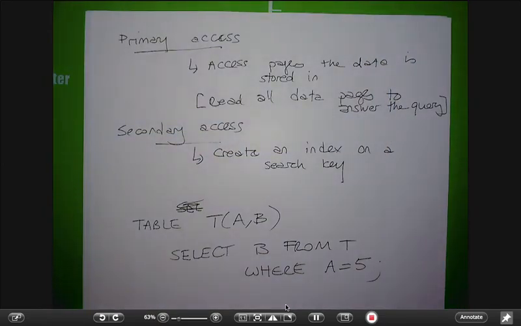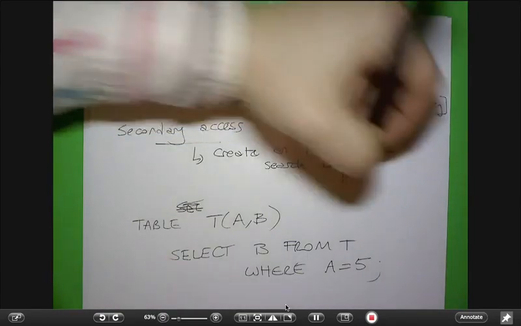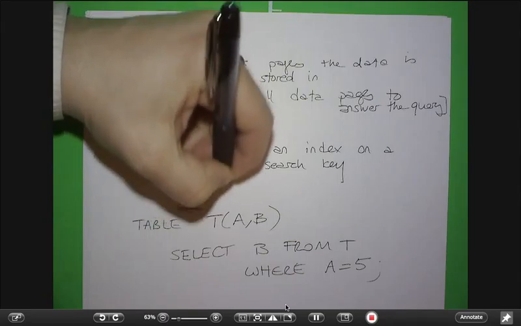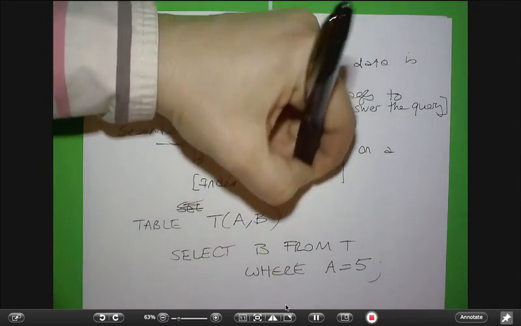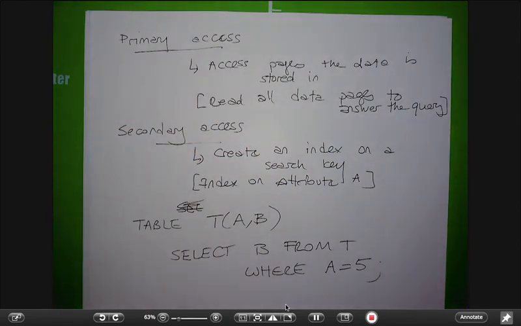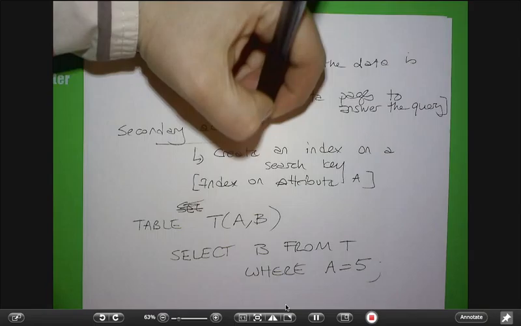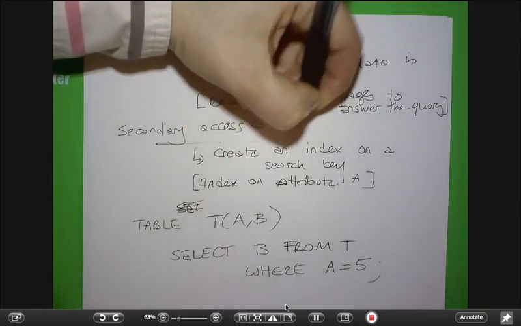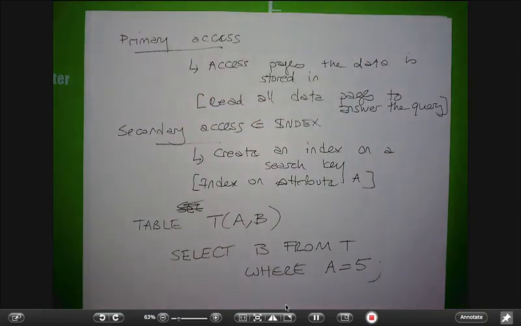Let's say I create a search key A. If there's an index on attribute A, then I can use the index to find which tuples have this information. Then I can find the B value for those. So that's basically the idea of an index that is generally a secondary access structure. Generally, but not always. So let's try to think about what an index would look like.